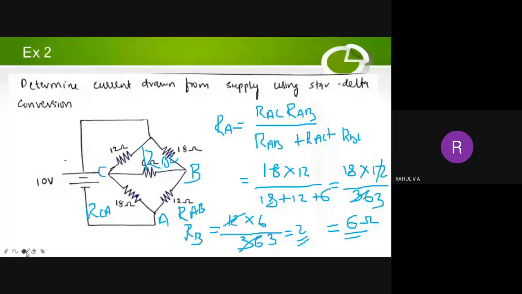Again, how to calculate RC? RAC into RBC. RAC is 18. RBC is again 6, divided by 36. So 18 by 36 is 1 by 2 and 6 by 2 is 3.